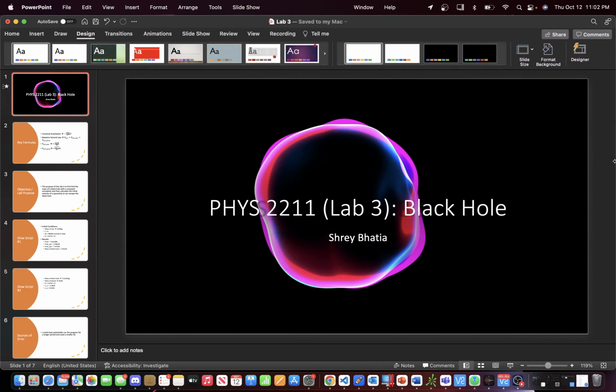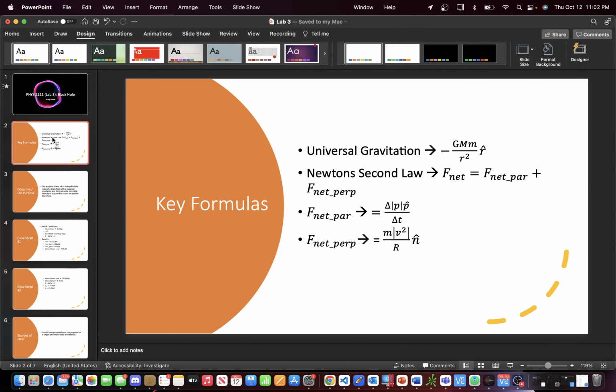Hey guys, so this is Lab 3 of Physics 2211, Black Hole. Here are just some key formulas to go over which are going to be important for this lab. Obviously we have the universal gravitational law. It's equal to G times M times little m over r squared times r hat.